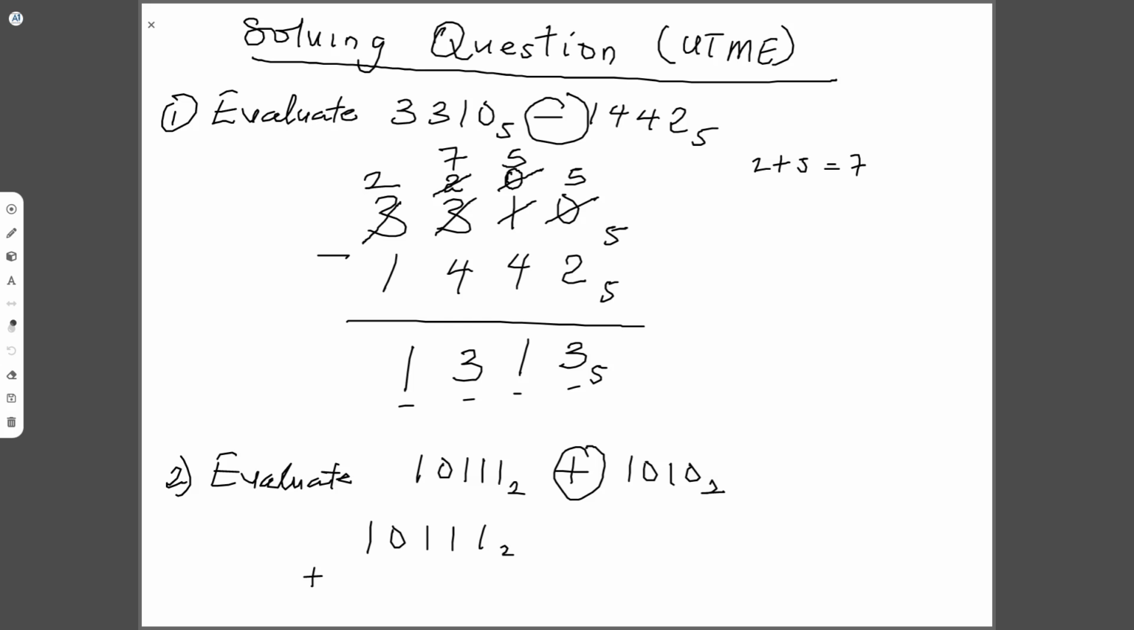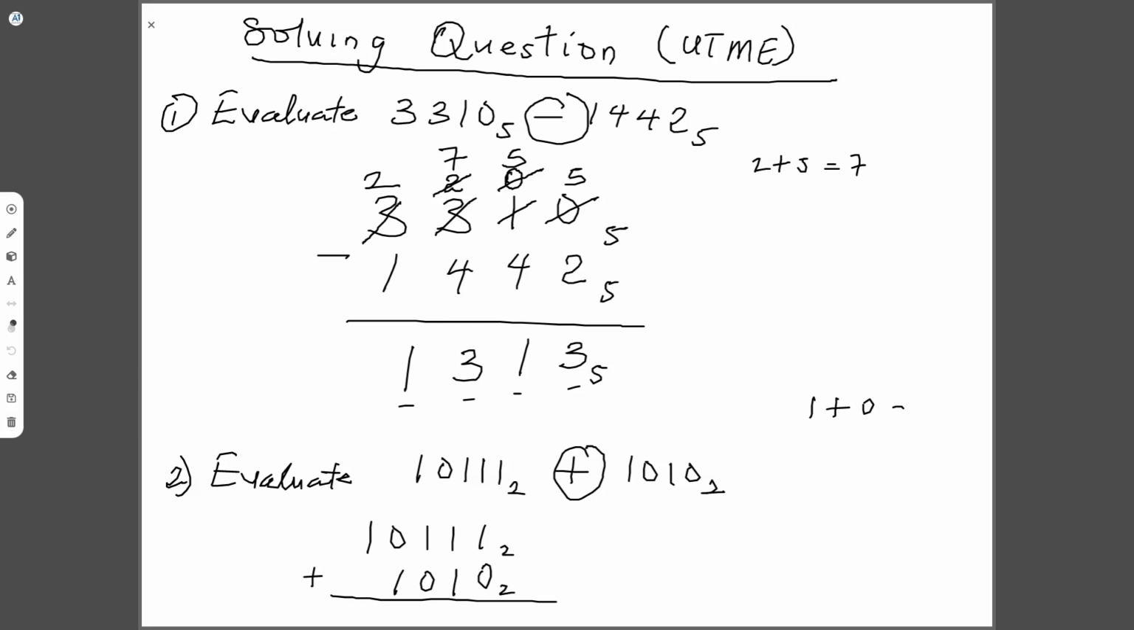We write the first number 1, 0, 1, 1, 1 base 2 plus the second number. Always start from the back. We have 0, that's the first number from the back, then 1, 0, 1 base 2. And we want to add this. Before we proceed with the addition of this, take notes.